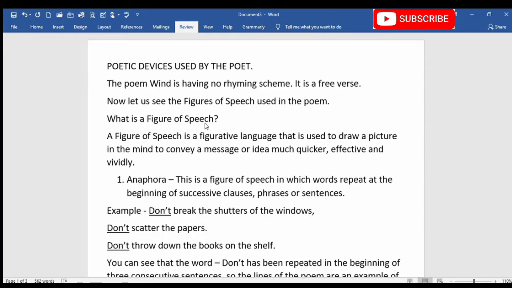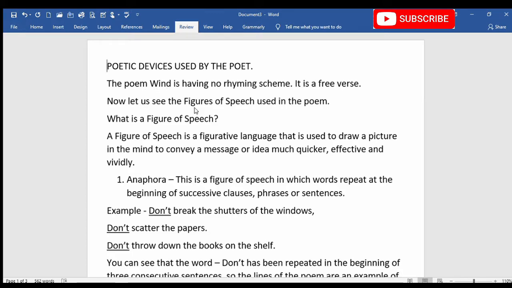The poetic devices used by the poet. The poem Wind has no rhyming scheme. Now students, when you read the poem, you will see that it has no rhyming scheme. You will look at the last words of every line of the poem and you will see that none of the words are rhyming. Therefore, you can call this poem a free verse.